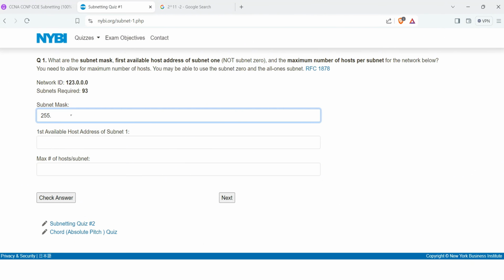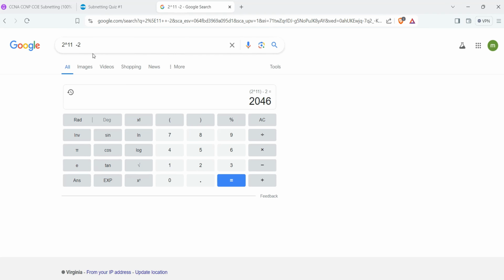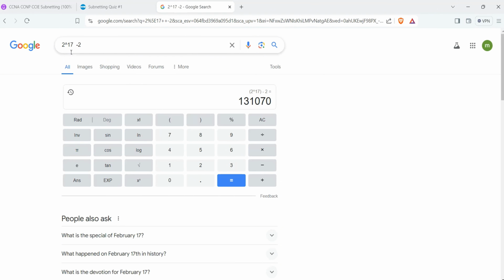Dot what? 2 to the 6 is 64. 2 to the 7 is 128. If I add the 7 bits, I get a 254. Dot 0, dot 0. Okay, I borrowed 7 bits over here. 1 bit is left, plus 8, and 8 is 16. So it's 2 to the what? It's 2 to the 17 minus 2.